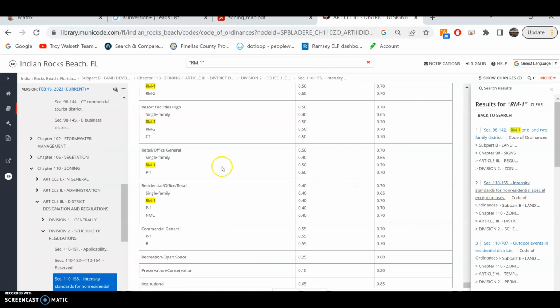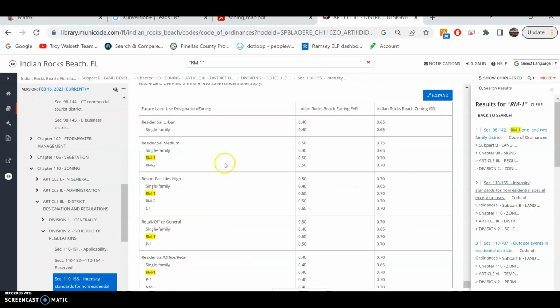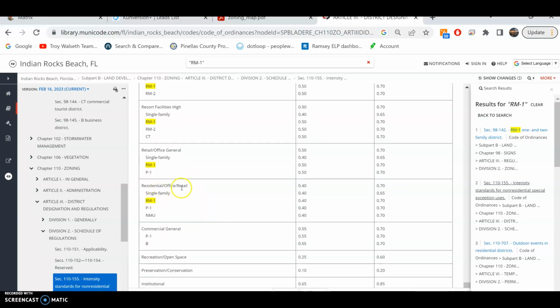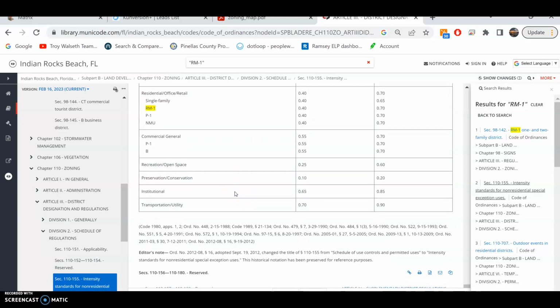General ordinances. There we go. All right. Future land use designation zoning. So RM1, we have residential medium, and then we have RM1 resort facilities high, RM1 retail office general, RM1 residential office. Okay. Keep going, please.